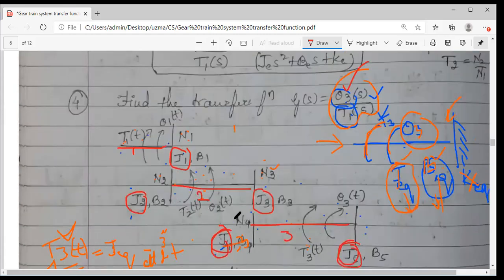Then coming to J3 and J2, because they are connected on the same shaft, both values will be the same. So when I change these parameters, they will be changed by a ratio like this. The numerator will give you the destination shaft. Destination shaft number of teeth is N4, and the source shaft goes in the denominator. So what will come in the denominator? N3 will come. So N4 by N3 whole square.